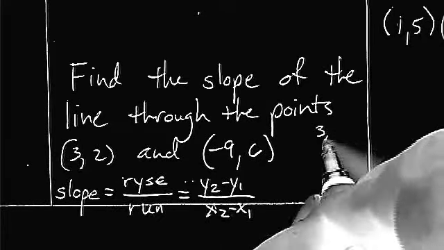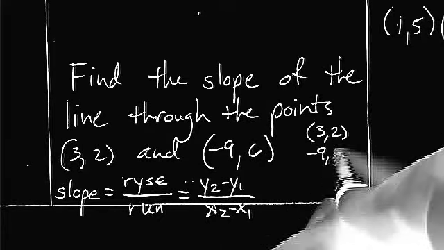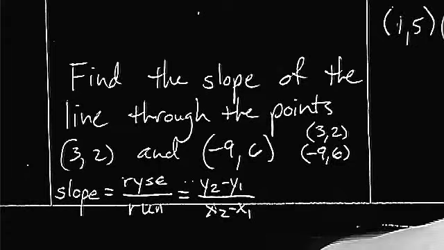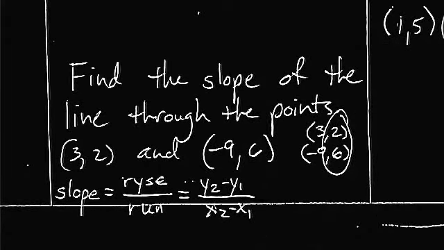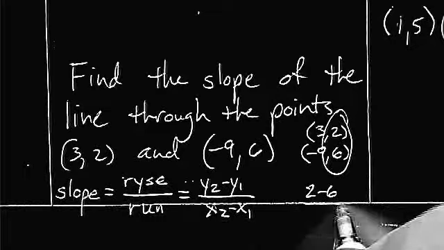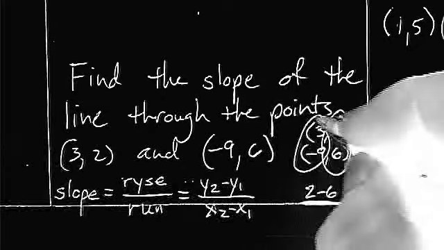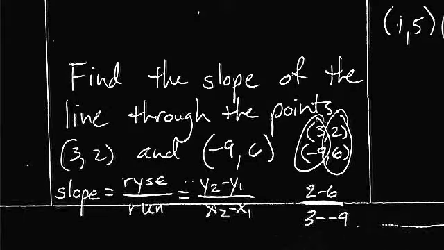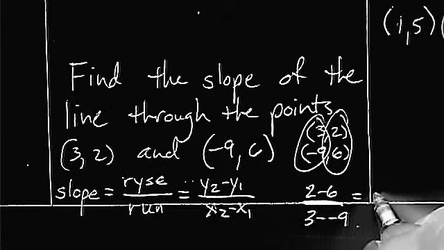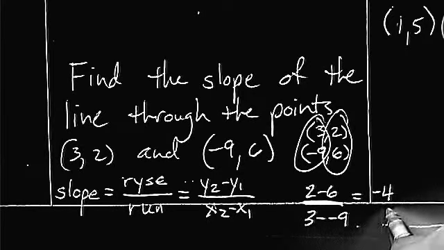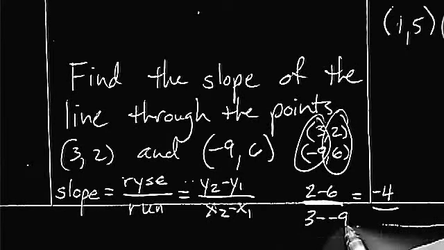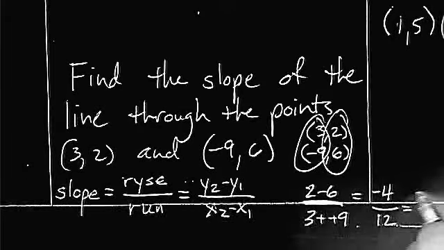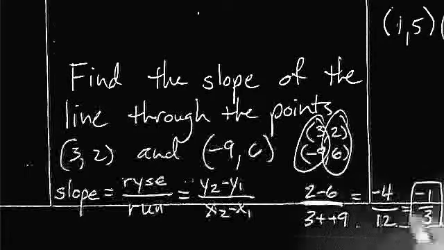I like to actually take the 2 coordinates and write them one over the top of the other one like this. And then I know that I start with the y values. 2 minus 6 divided by 3 minus negative 9. Okay, so we end up with negative 4 over 12. Right? 3 minus negative 9 becomes plus 9. And so we have a negative 1/3 for our slope.